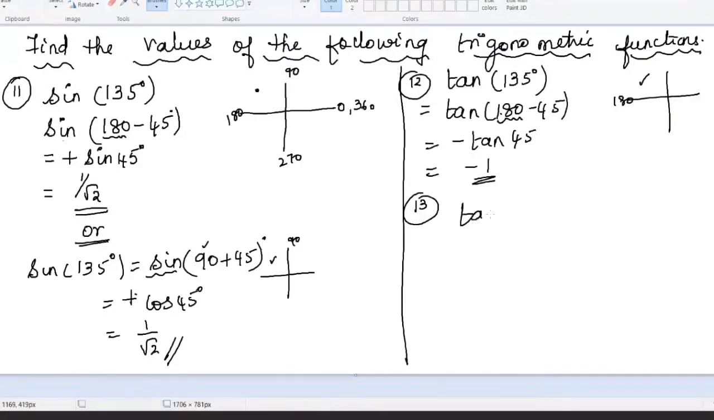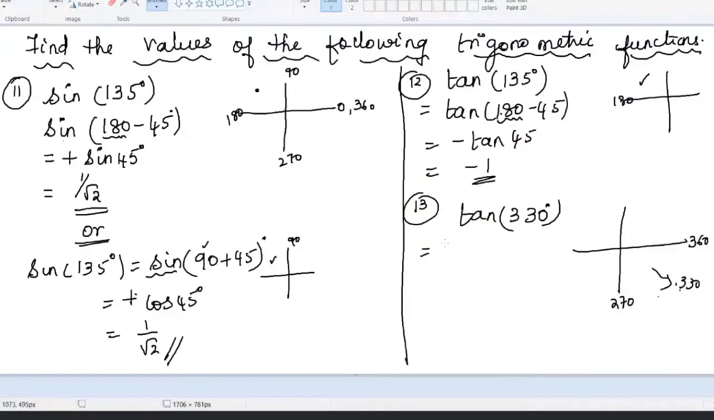Tan 330 degree. Okay, so now just understand first, then you work out. So here, first let me see where is that 330. 330 lies between 270 and 360, isn't it? It lies somewhere here, 330. Now, I can either write this as 360 minus or 270 plus. It is left up to us. Either 270 plus or 360 minus.